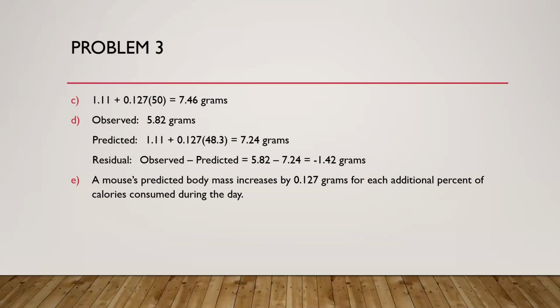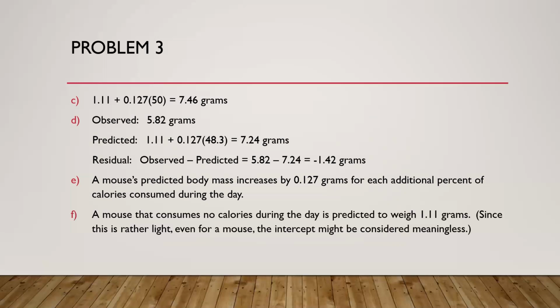And then in part F, to interpret the intercept, well, that would mean that the percent of calories eaten during the day is 0. So we could say a mouse that consumes no calories during the day is predicted to weigh 1.11 grams. Is that meaningful or not? Well, since this is rather light even for a mouse, the intercept might be considered meaningless. But this one's a gray area, so I wouldn't expect you to declare that it's meaningless or not.